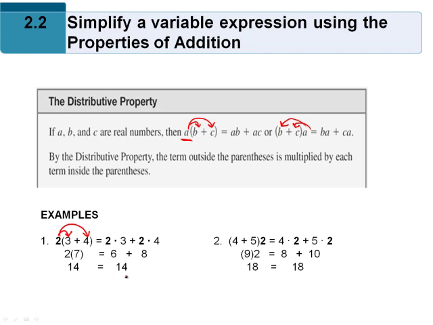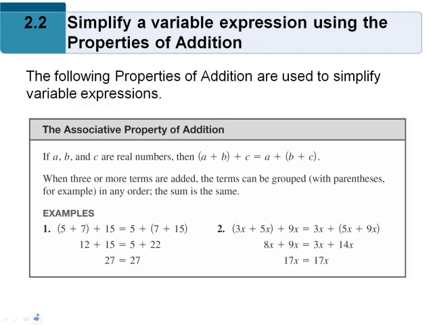Same thing with the second example. Here we have 4 plus 5 times 2. The 2 is on the outside of the right side of the parentheses, so we still distribute. We multiply 2 times 4, 2 times 5, and we get 8 plus 10, which gives you 18. Or if you added first and got 9 times 2, you still get the same answer. So basically the distributive property eliminates parentheses. That is the whole idea of the distributive property.